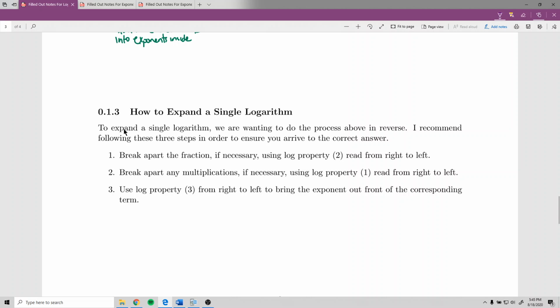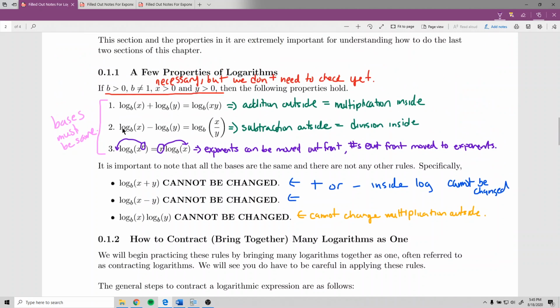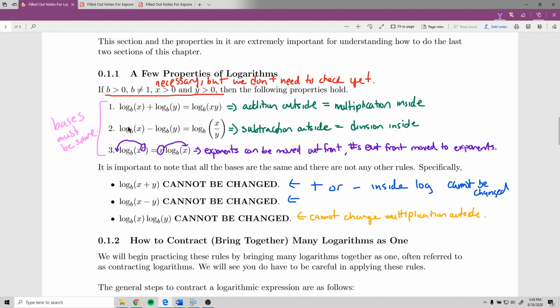All right, so if you want to expand a single logarithm, what you do is you first break apart the fraction using log property number 2. I like to scroll up here to the log rules because usually when we read formulas, we always read them left to right, but you can use these right to left. So if you have a fraction inside, we can make subtraction outside, multiplication inside, addition outside. And we can also use rule 3 in reverse. Before we were moving the exponent up, now we can move the exponent out.